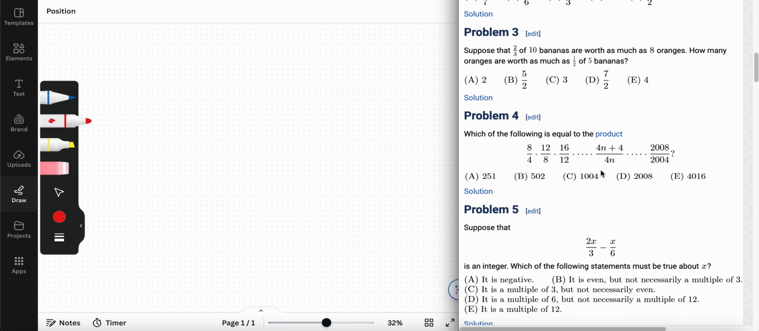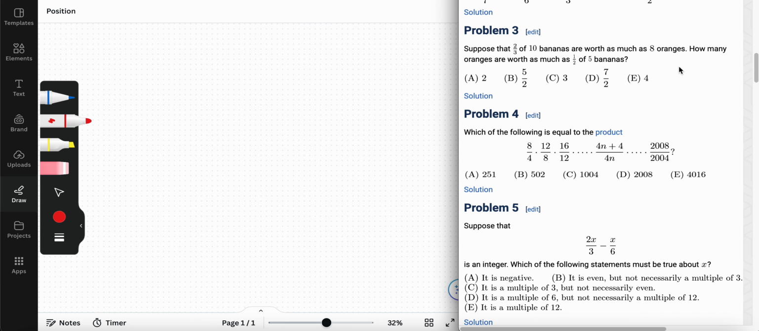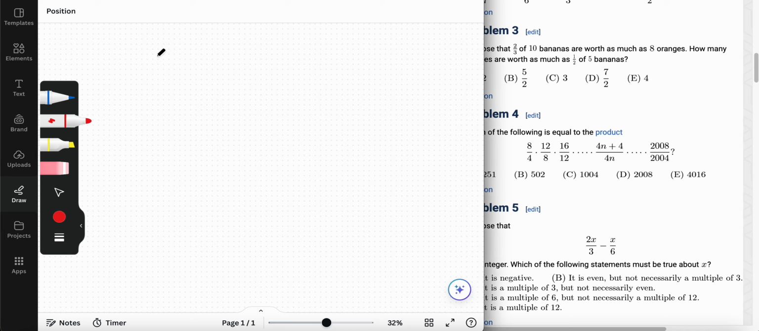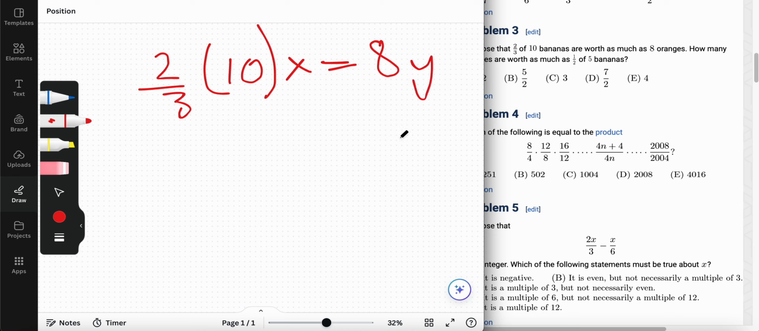Okay, problem 3. Suppose that 2/3 of 10 bananas are worth as much as 8 oranges. How many oranges are worth as much as 1/2 of 5 bananas? Okay, so 2/3 of 10 bananas, and we'll just say that X represents bananas is equal to 8Y, and we'll say that Y represents oranges. And I'm trying to find 5 halves bananas, which is X. So this is what I'm trying to find.